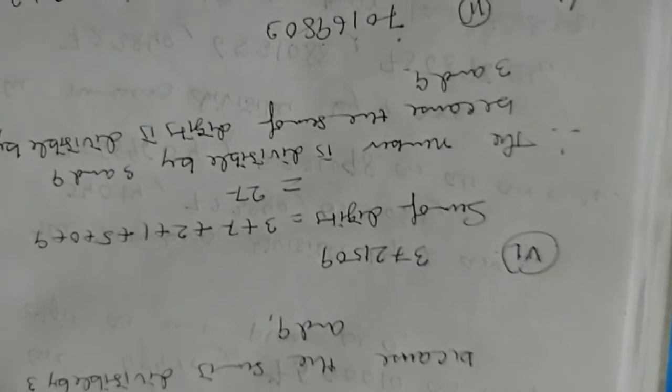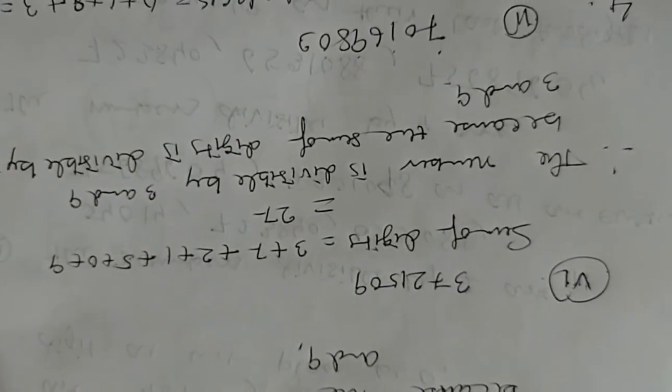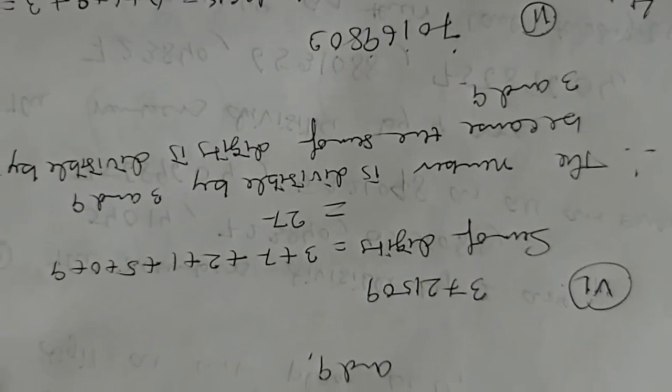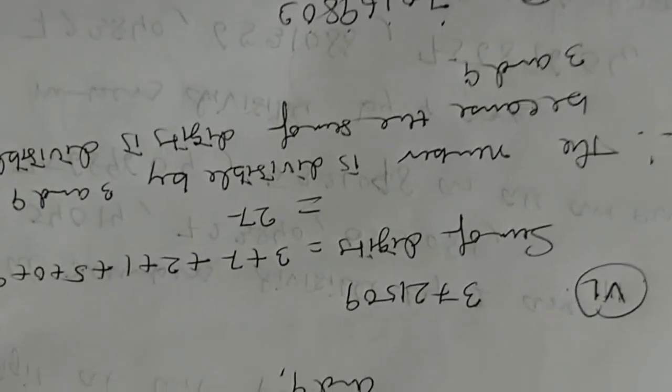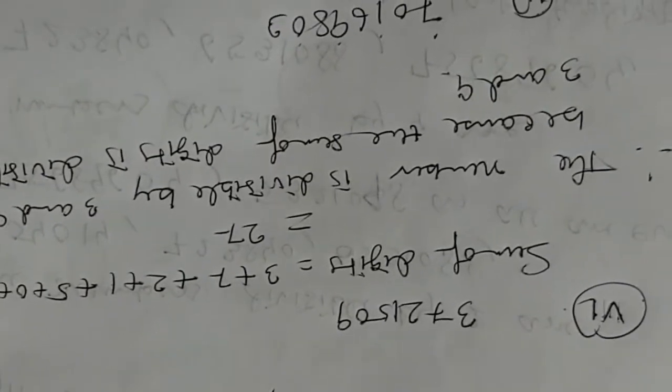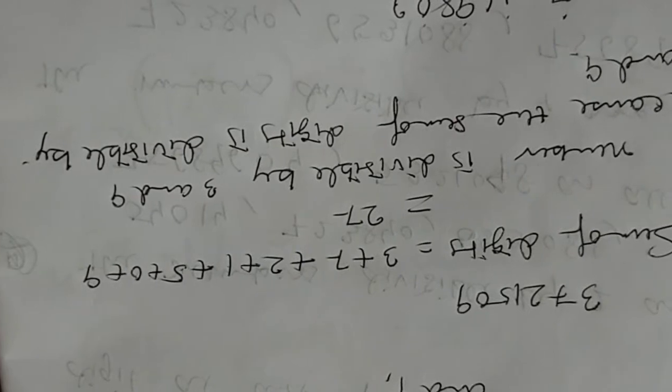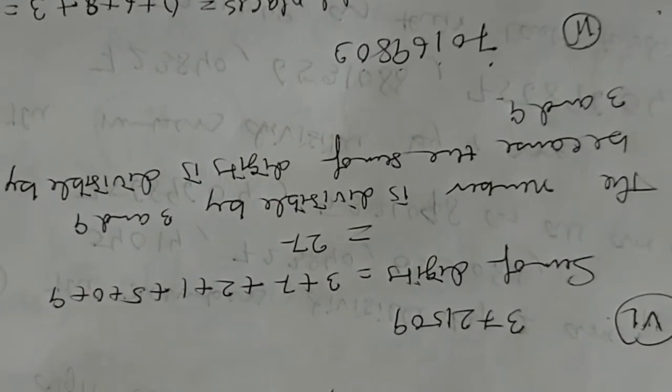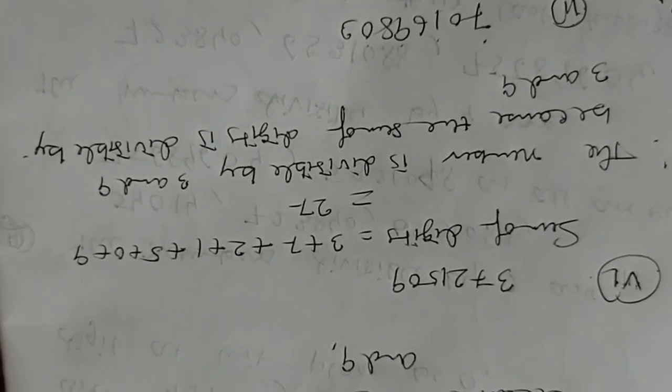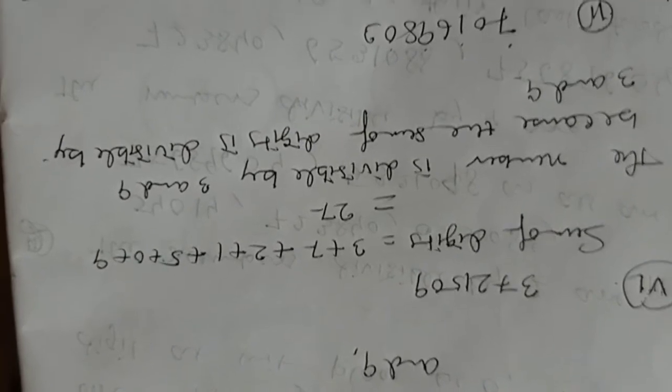Next one, by adding all the digits, it's coming 27. 27 is also divisible by 3 and 9 both. So the number is divisible by 3 and 9 both.